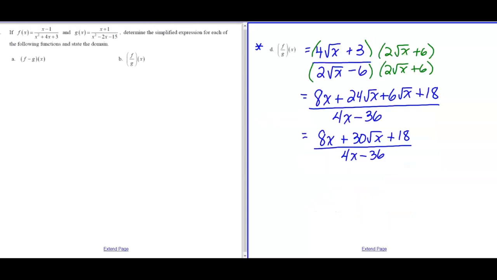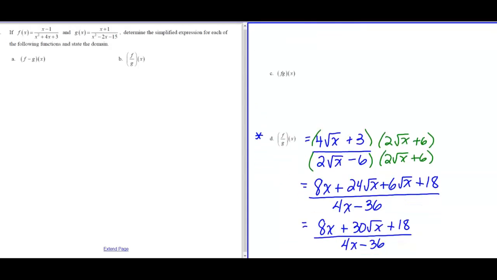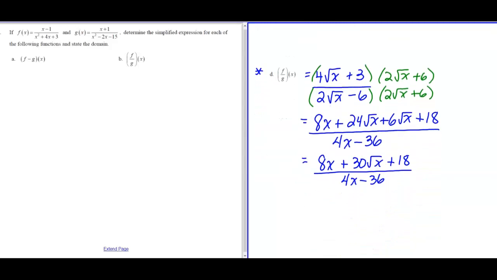Okay, so if you had factored, then you may not have to simplify, but now you'll see here, I can divide this out, 4 out of this, only a 2 out of this.